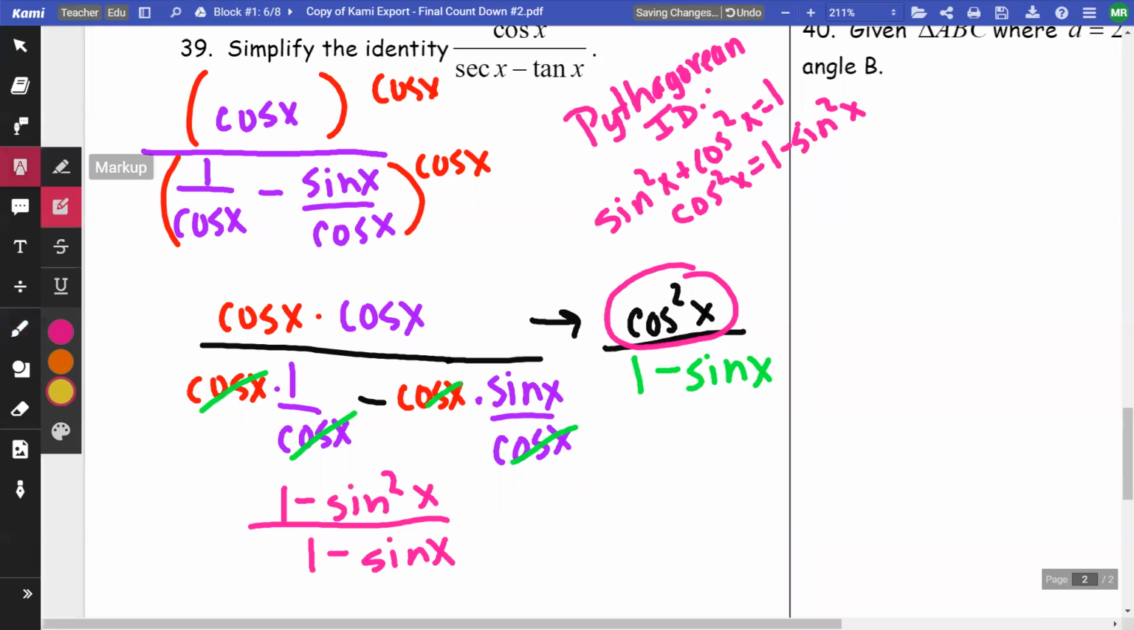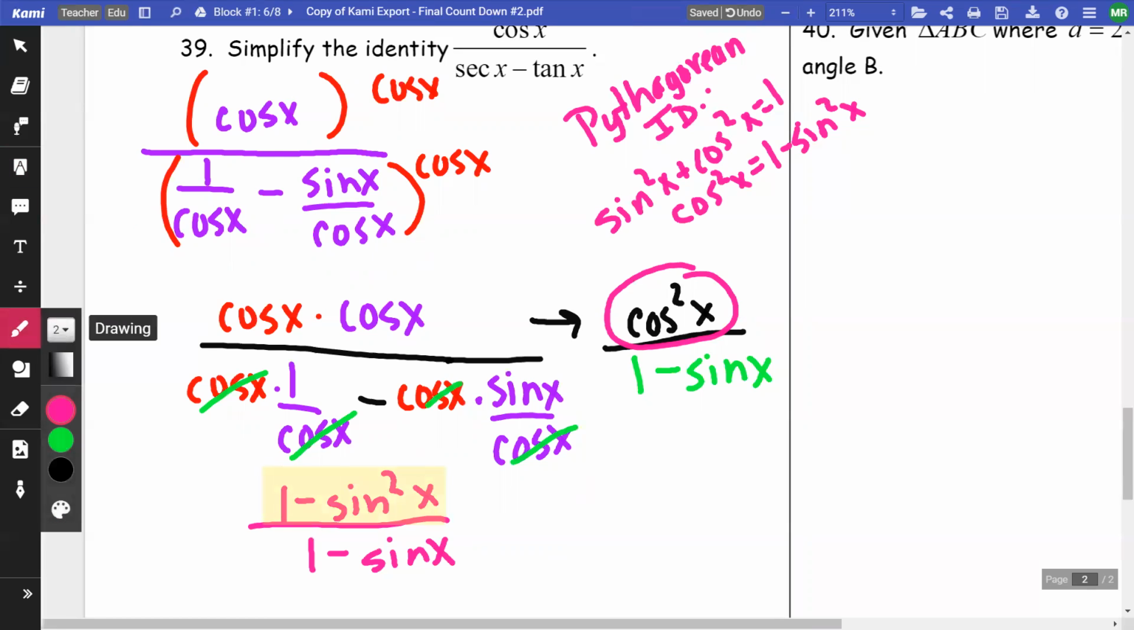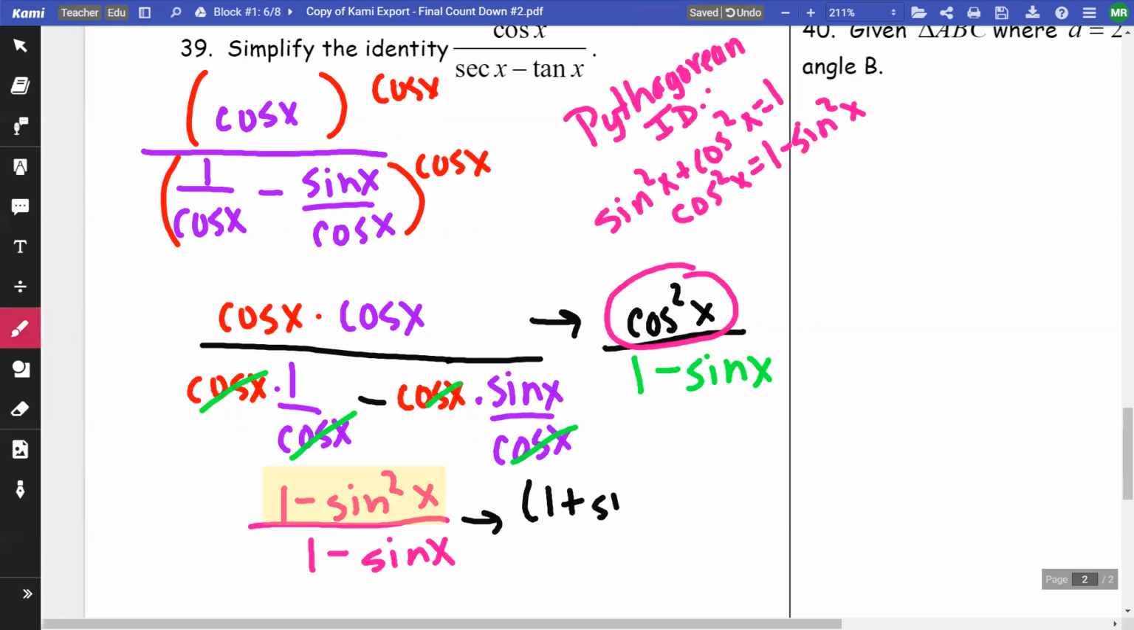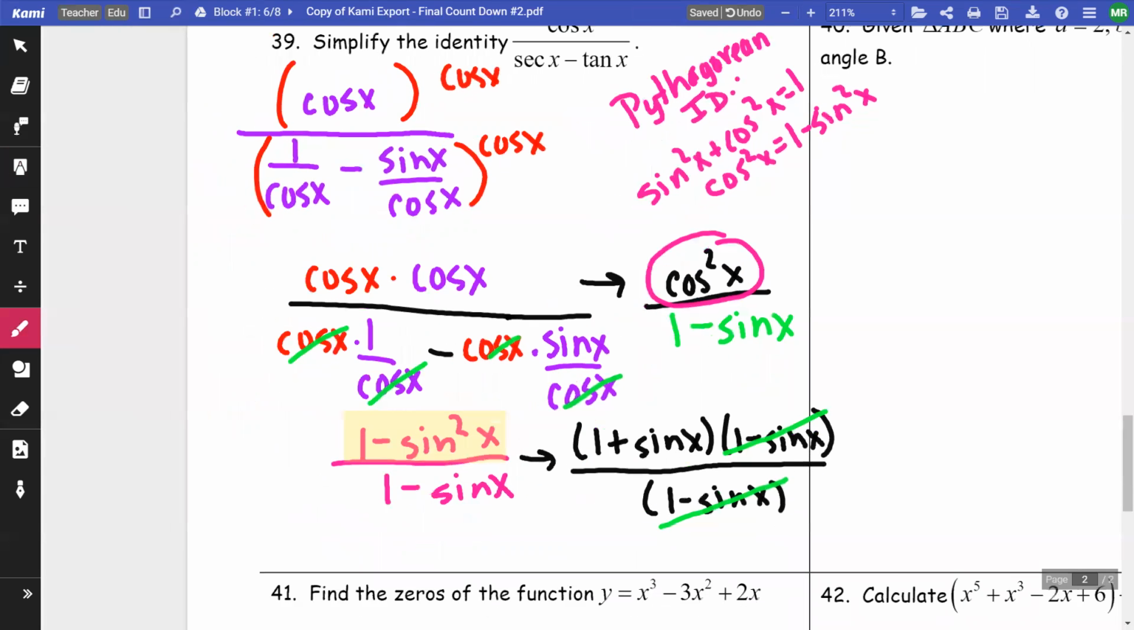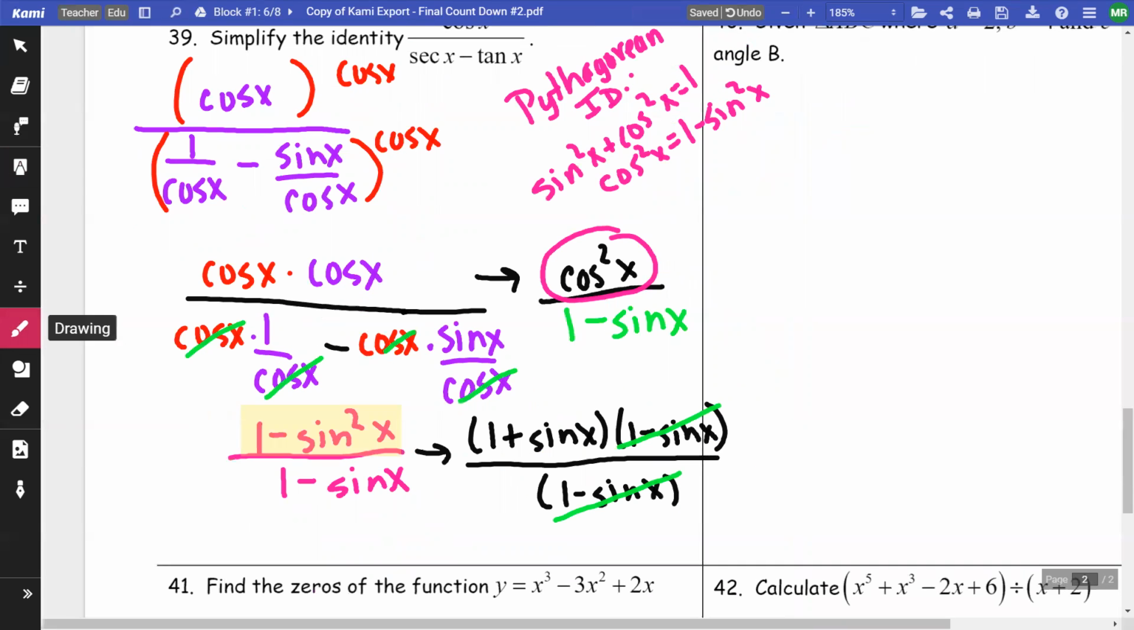And then you want to recognize this, I always mention these, difference of two squares. So that is going to become 1 plus sine x times 1 minus sine x over 1 minus sine x. And again, this and this cancel out, and my final simplification is 1 plus sine x. That is what it reduces to.